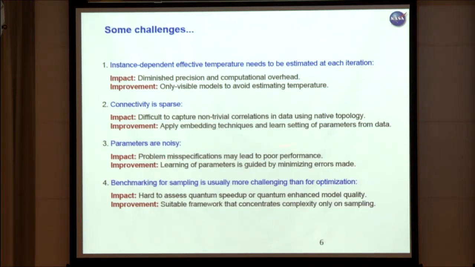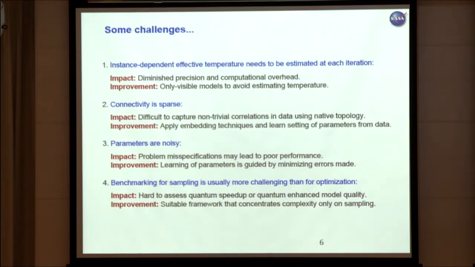The parameters are also noisy, which can lead to problem misspecifications and poor performance. As we are learning the parameters from data, the learning rule essentially tries to minimize the statistical errors in the samples generated by the annealer in order for them to resemble the dataset. So in that sense, we still think that in this approach you can better handle the noisy parameters that you can have. I will discuss a little bit more about that later. And there is also this challenge here, which I think is a hard challenge: how to properly benchmark quantum annealers in sampling applications.